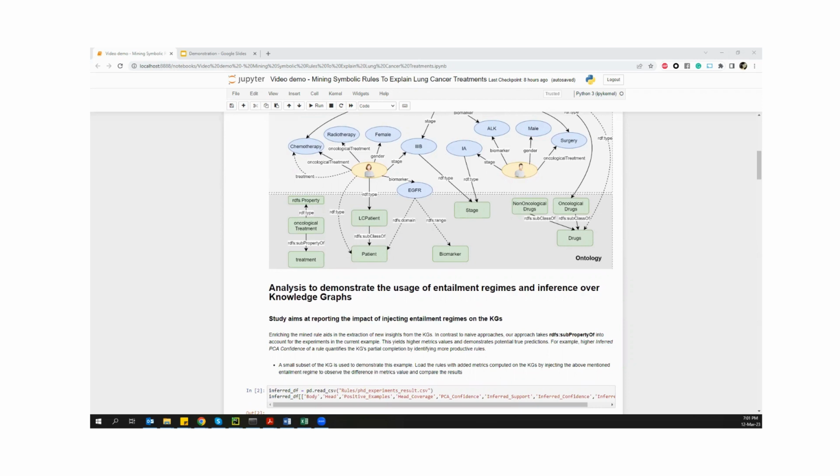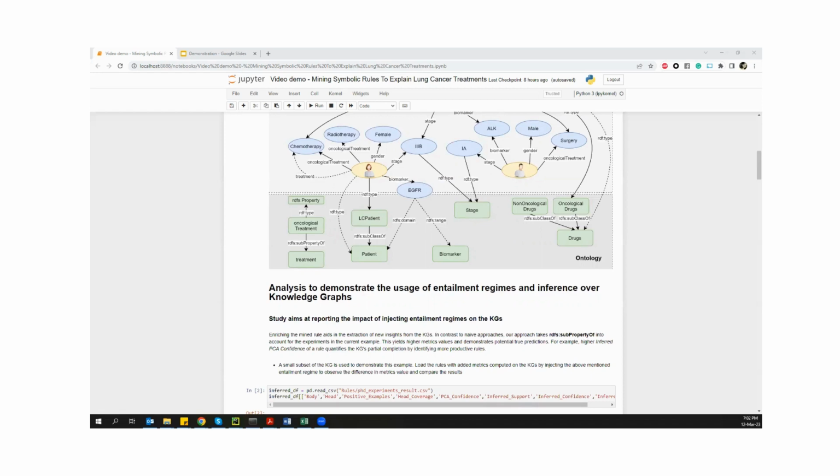Our approach takes RDFS subproperty of into account for the experiments in the current example to clearly demonstrate the impact of injecting entailment regimes in the mining of logical rules. The inclusion of entailment regimes results in higher metric values and potential true predictions.